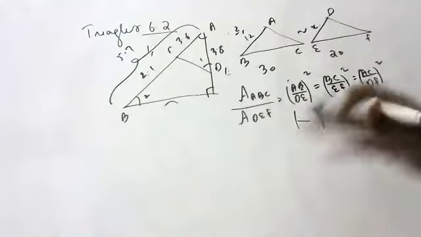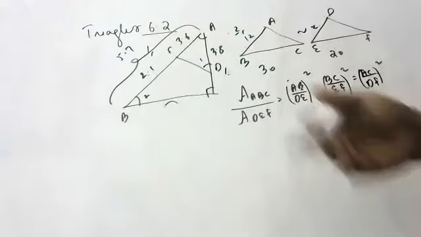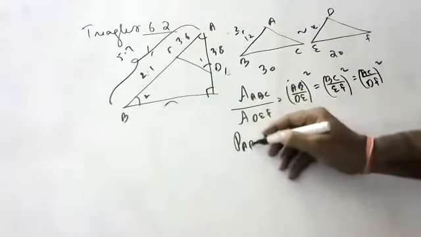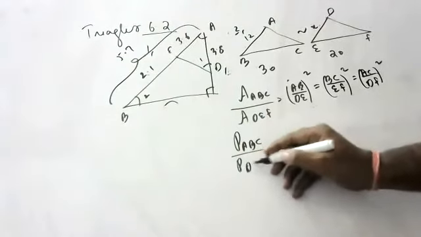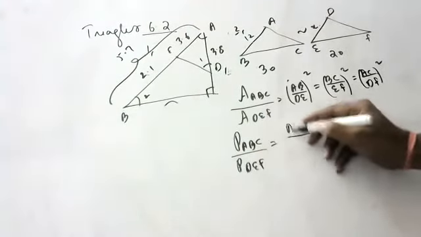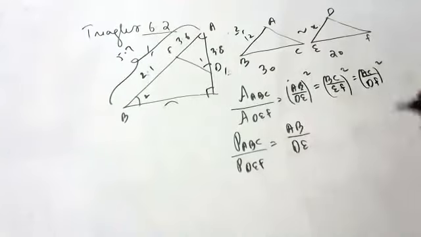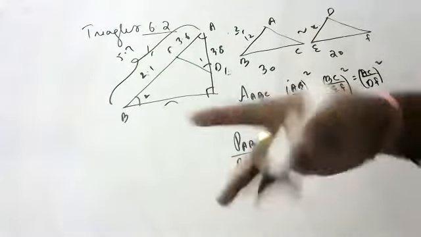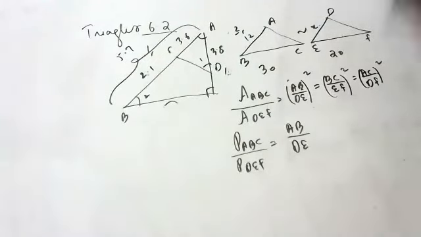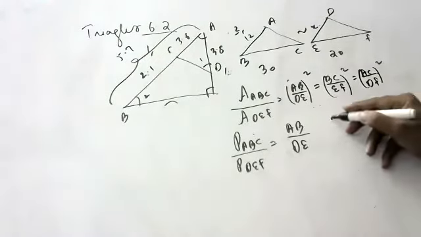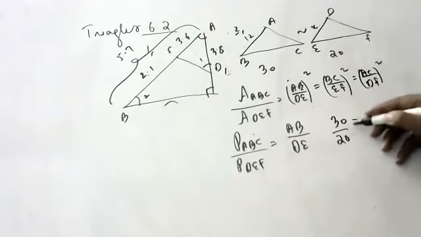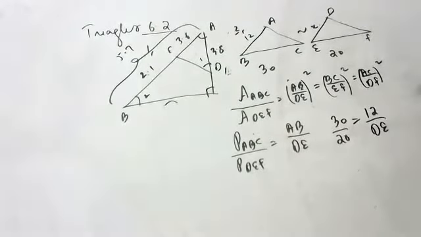If areas are in the ratio of their squares, perimeters are in the ratio of just their corresponding sides. No need of square, children, because area is half into base into height, but for perimeter any one side will count. So, children, perimeter of one is 30, the other is 20, so 30 by 20 is equal to 12 by x.